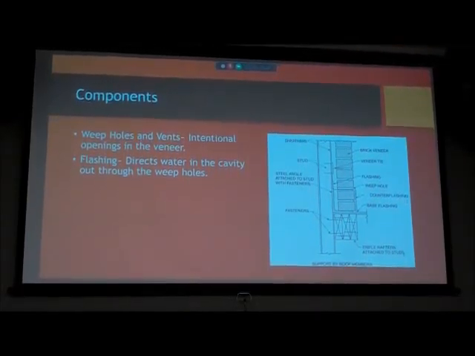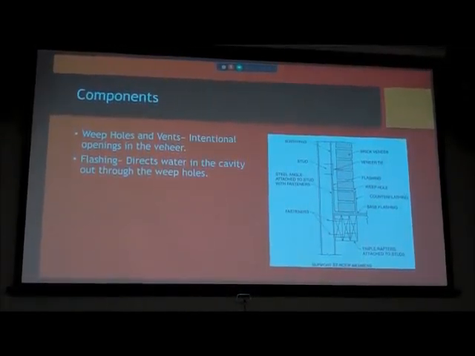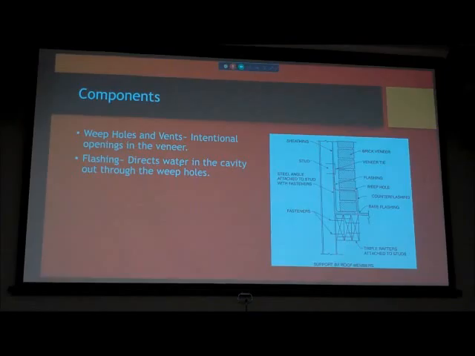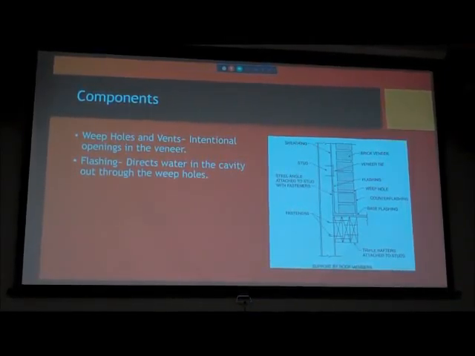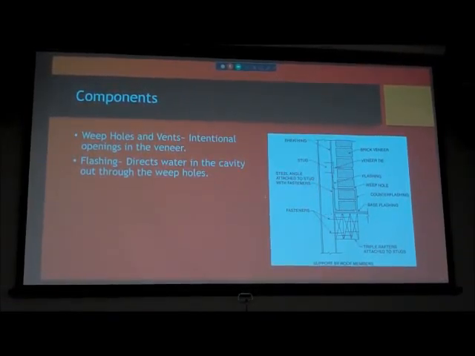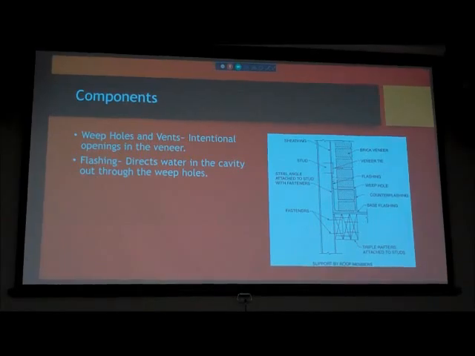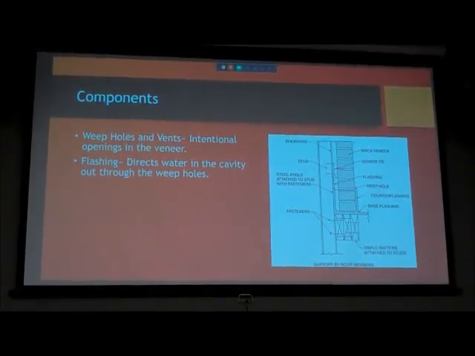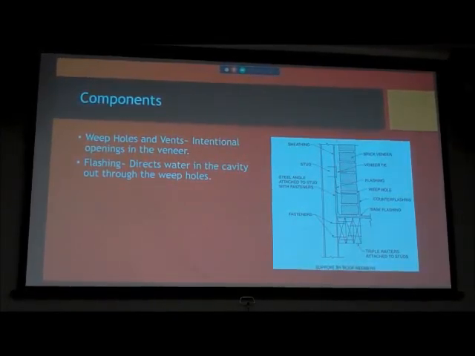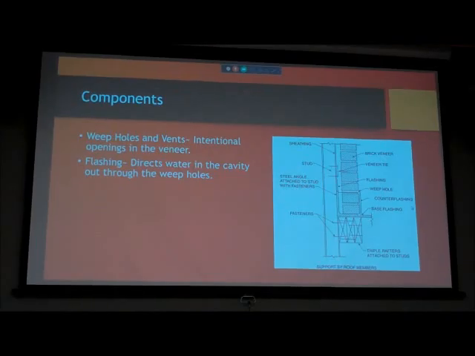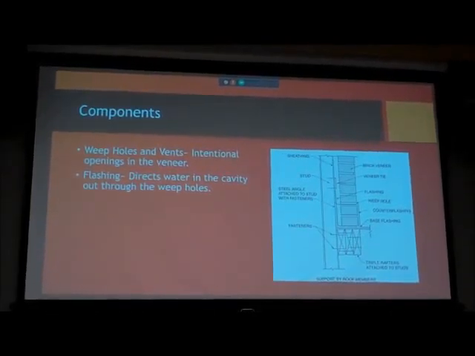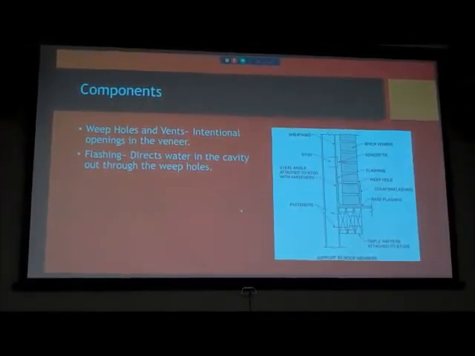And the vents are similar to the weep holes, but they have a maximum spacing of 66 inches, which is twice as much as weep holes. And then flashing, which is right here, directs any of the water that gets inside the cavity to the outside, so it can escape and keep the inside of the cavity as dry as possible.